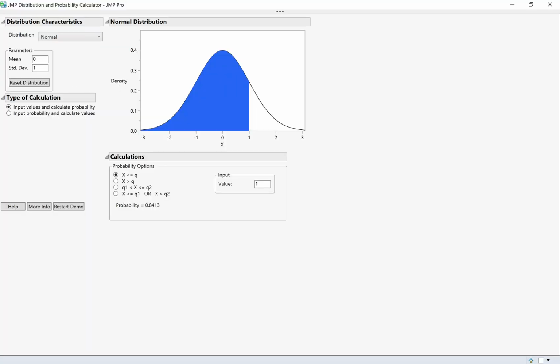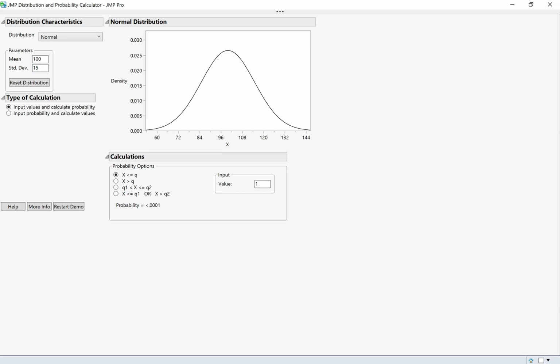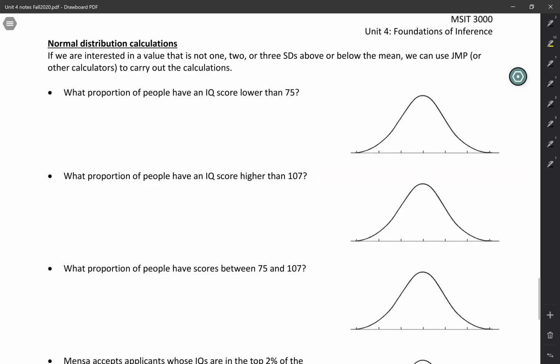So we're going to be answering some questions about IQ scores. So I'm going to start by putting in the mean and standard deviation. So 100 for the mean and 15 for the standard deviation. And you'll know it works because you can see how the axis has been updated. And the first question in the note says, what proportion of people have an IQ score lower than 75?